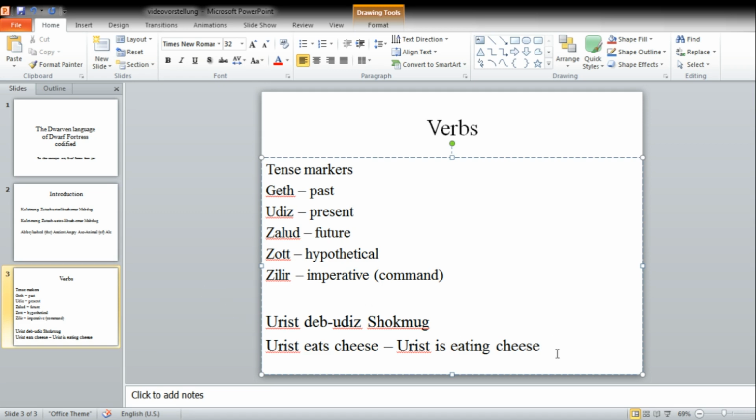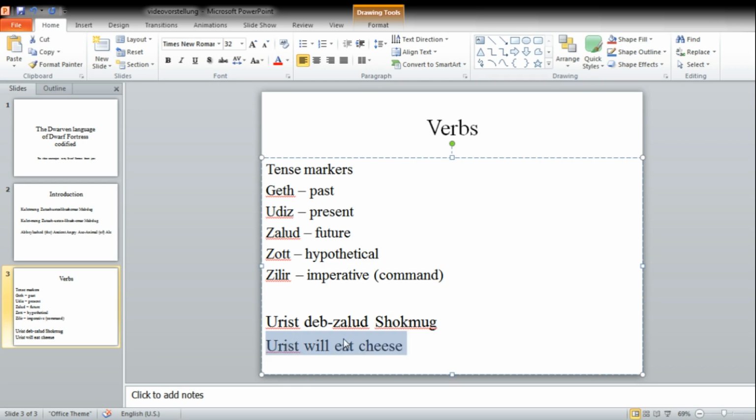Jurist eats cheese. And we could then change the tense marker to make it in the past. So, Jurist deb geth shokmug. Whoops. Jurist ate cheese. Or, Jurist was eating cheese. And then we could change it again to make it the future. Jurist deb zalud shokmug. Why can I not do this? Jurist will eat cheese. Jurist eat future cheese.